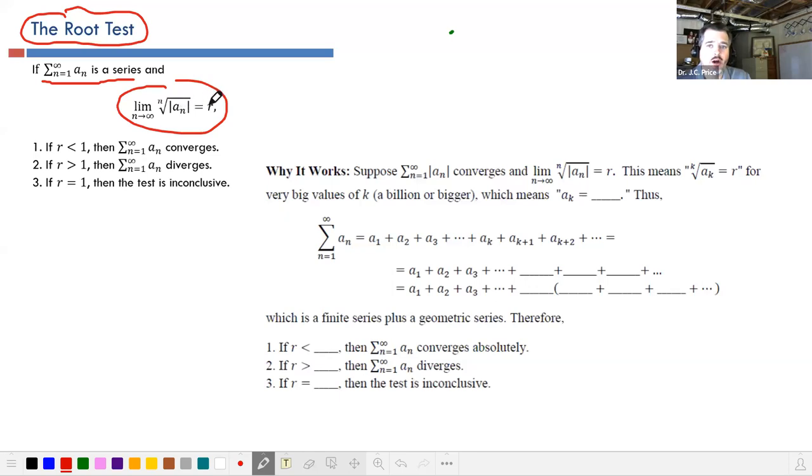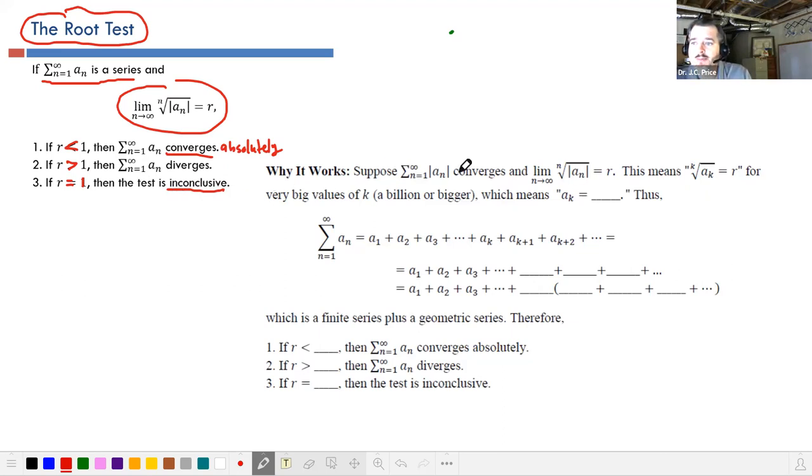And it's equal to R, and then it's going to converge if R is less than 1, and it converges absolutely. And then when it's bigger than 1, it's going to diverge. And when it's equal to 1, it's going to be inconclusive. And to see why this one works, we'll do a couple problems in a minute.